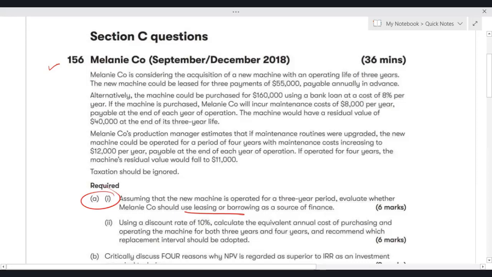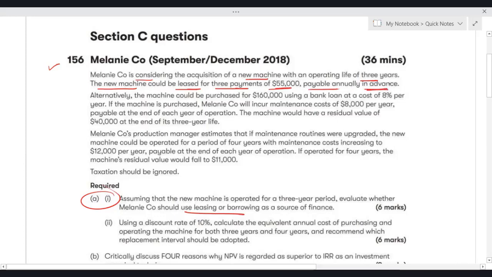So let's read Malini part A1. Malini company is considering the acquisition of a new machine with an operating life of 3 years. The operating life is 3 years. The new machine would be leased for 3 payments of 55,000 each, payable annually in advance.